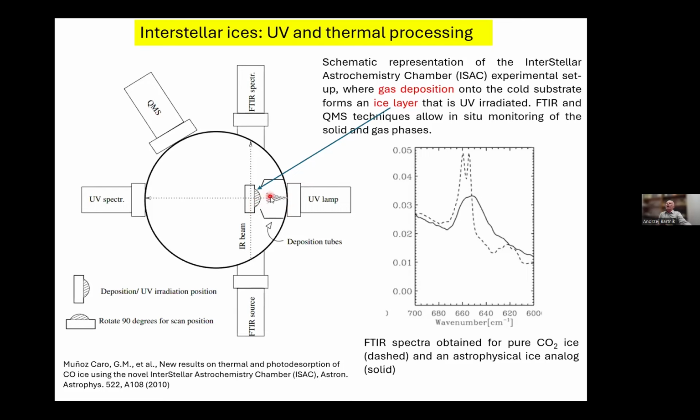So as a consequence, the ice is changing, emitting some volatile molecules. And they can be detected using mass spectrometry or infrared spectrometry. Also, the excited molecules can be detected by using UV spectrometry.